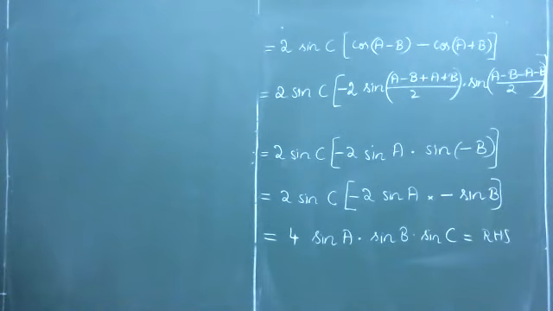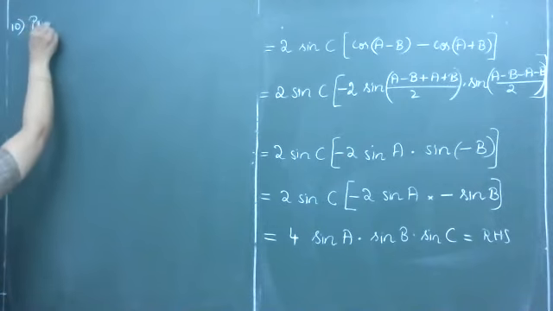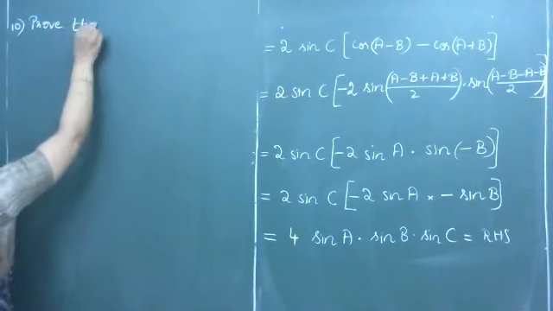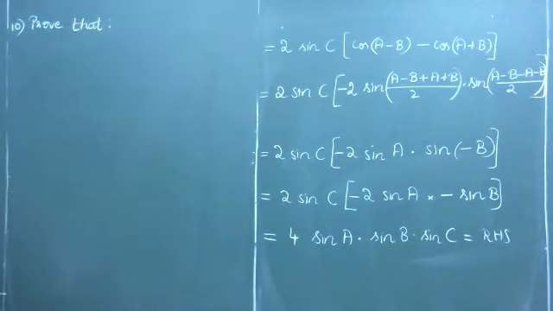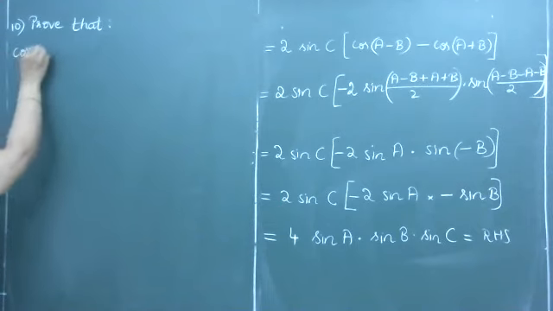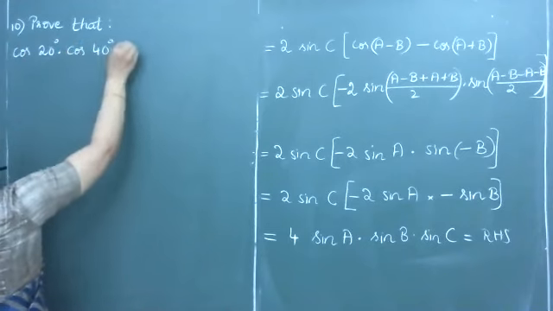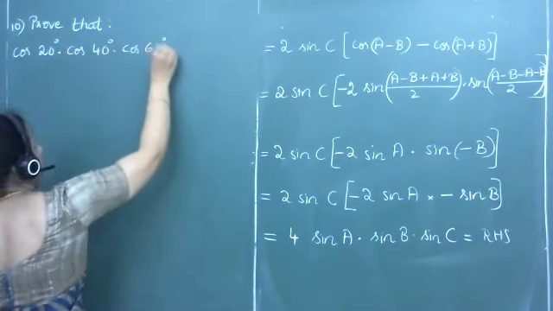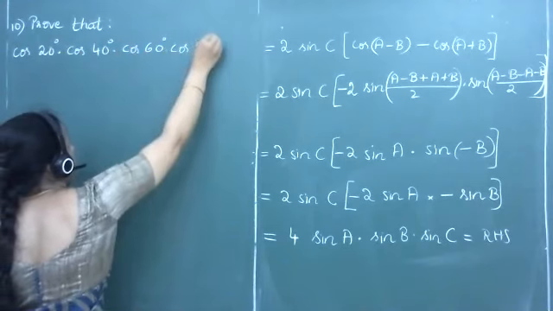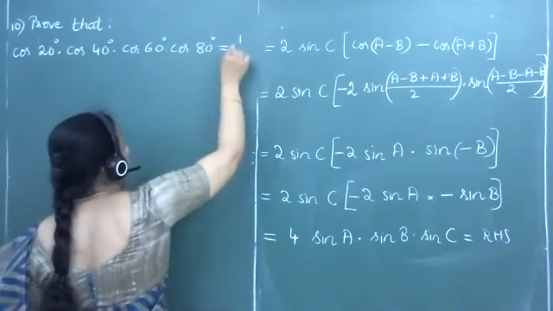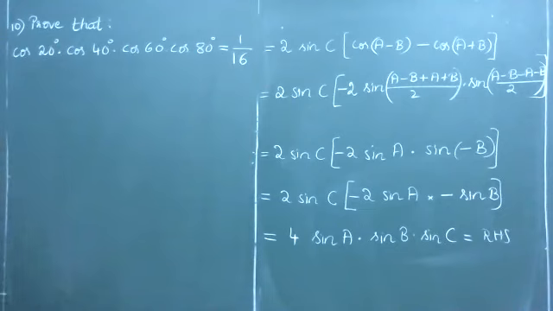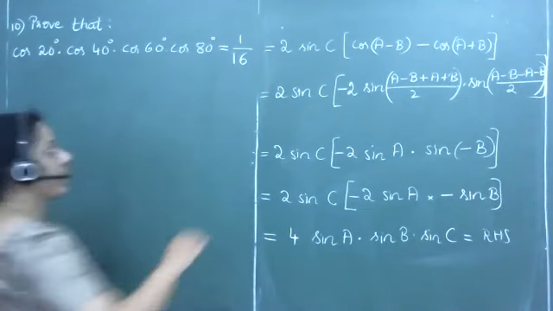So this was the 9th solution. Coming to the last question in this segment. Again a different question. Prove that cos 20 degrees into cos 40 degrees into cos 60 degrees into cos 80 degrees is equal to 1 divided by 16.